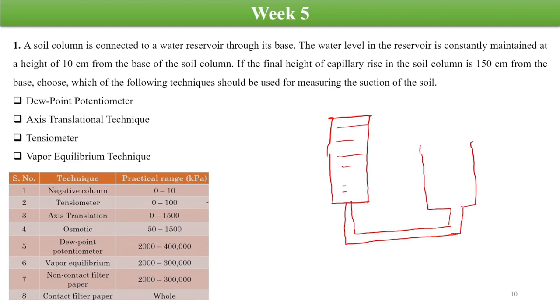And it is said that the water level in the reservoir is constantly maintained at a height of 10 centimeter from the base of the soil column. So from the base of the soil column, at a height of around 10 centimeter, the water level is maintained here. Fine. So this height is 10 centimeter. Then it is said that if the final height of the capillary rise in the soil column is 150 centimeter from the base, choose which of the following techniques should be used to measure the suction of the soil.